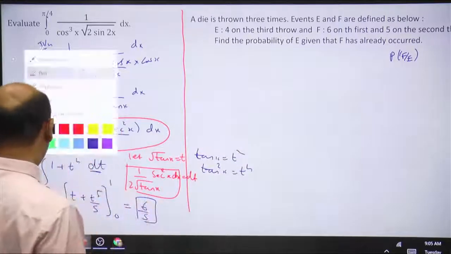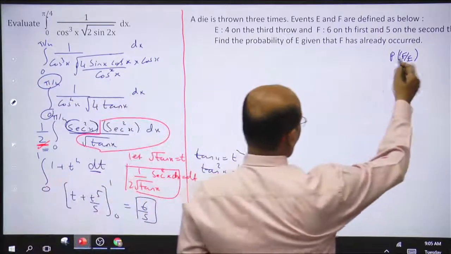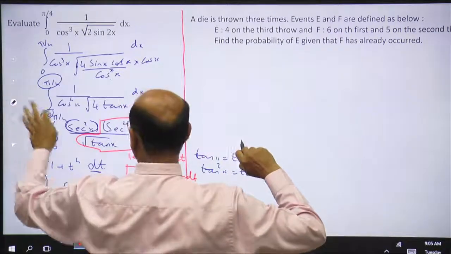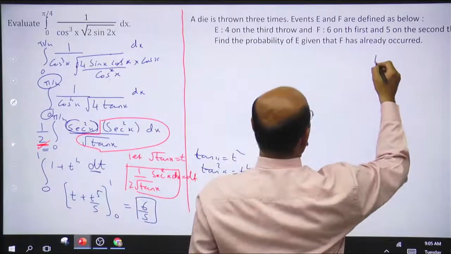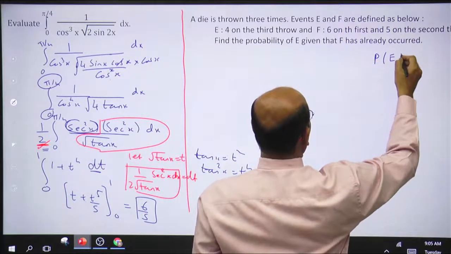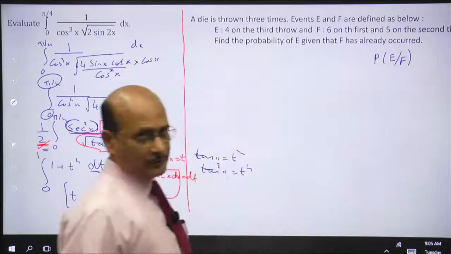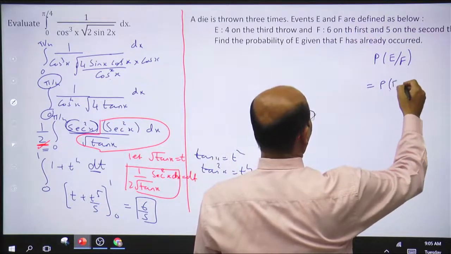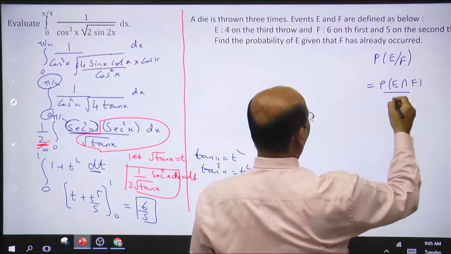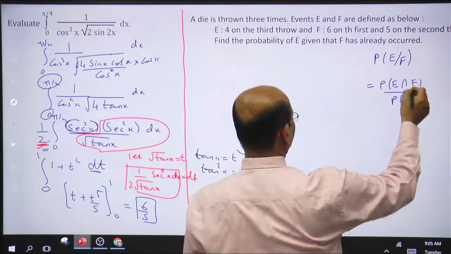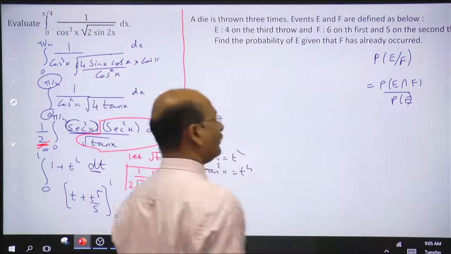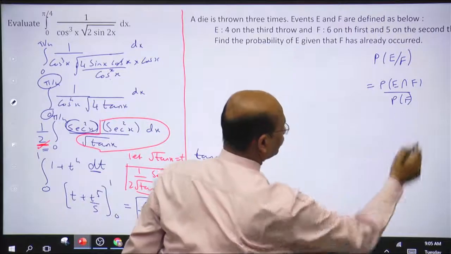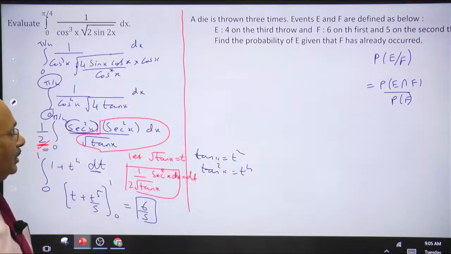So by the way, please understand conditional probability. What is given to you in this case? Find probability of E by F, which is already occurred. Now everybody knows P of E by F is P of E intersection F upon P of F. So if you know these two values, that is not E, by the way, this is F actually. So please pay attention now. Now let us see this proportion here.